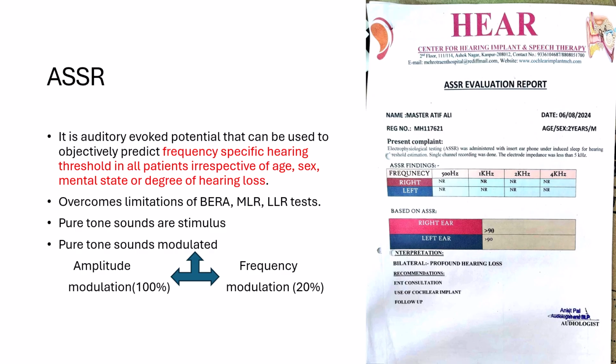So how does it work? Pure tone sounds are modulated. Amplitude modulation is done 100%, frequency modulation is done 20%. So it is frequency specific. Hearing threshold in all patients can be found irrespective of age, sex, mental state or degree of hearing loss.